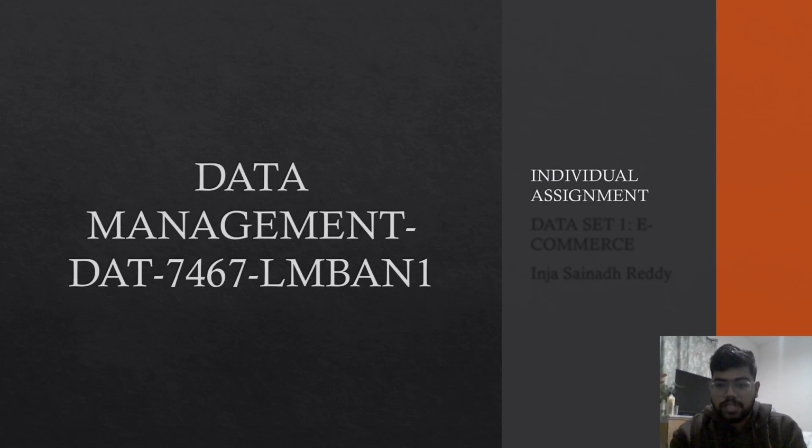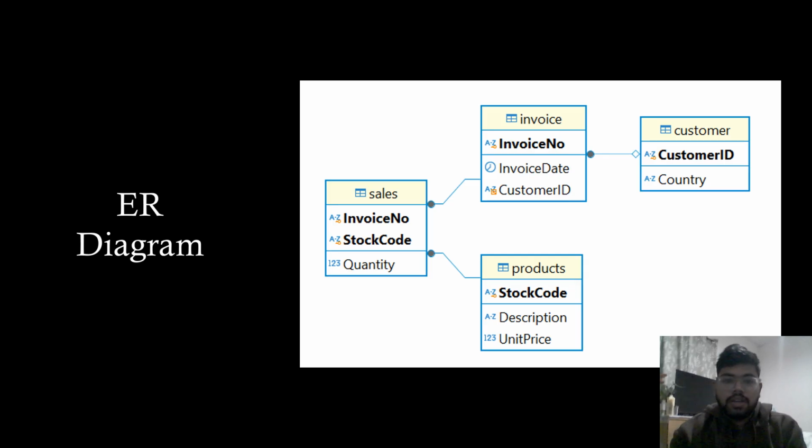Today I'm going to discuss my data management individual project based on a dataset in e-commerce. So let's get started. And this is the ER diagram of the dataset. It contains four tables: sales, products, invoice, and customer, with the primary keys being invoice number, customer ID, and stock code, and invoice number for the sales.